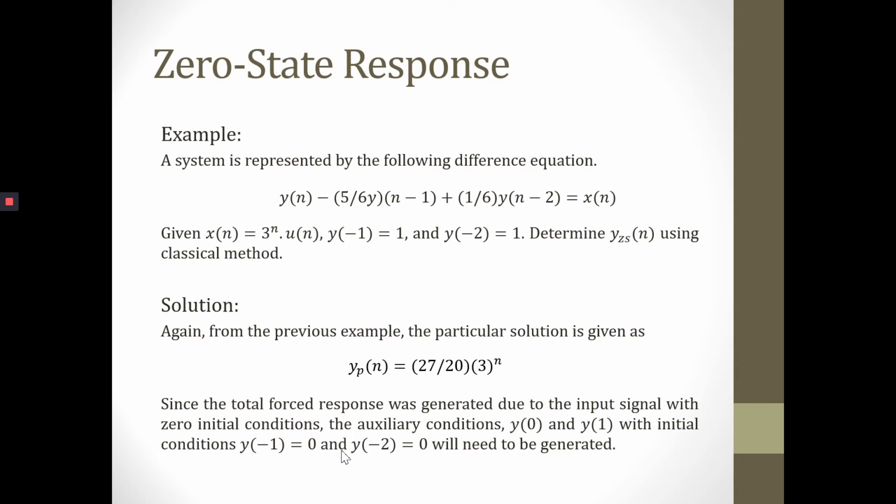y(-1) equal to 0 and y(-2) equal to 0. We cannot use these conditions anymore. So for the auxiliary conditions y(0) and y(1), we need to generate these two.